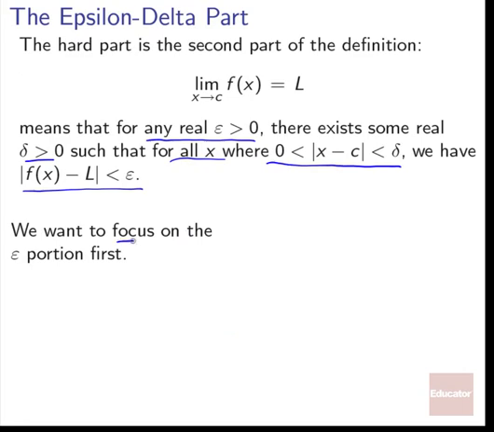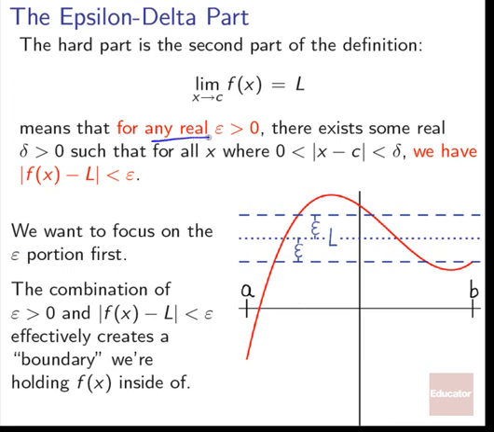Okay, to break this up, we want to be able to focus on this one piece at a time. So what we're going to do is focus on the epsilon portion first. It'll be easier to understand that, and then we'll see the delta part in that idea. So for any real epsilon greater than 0.